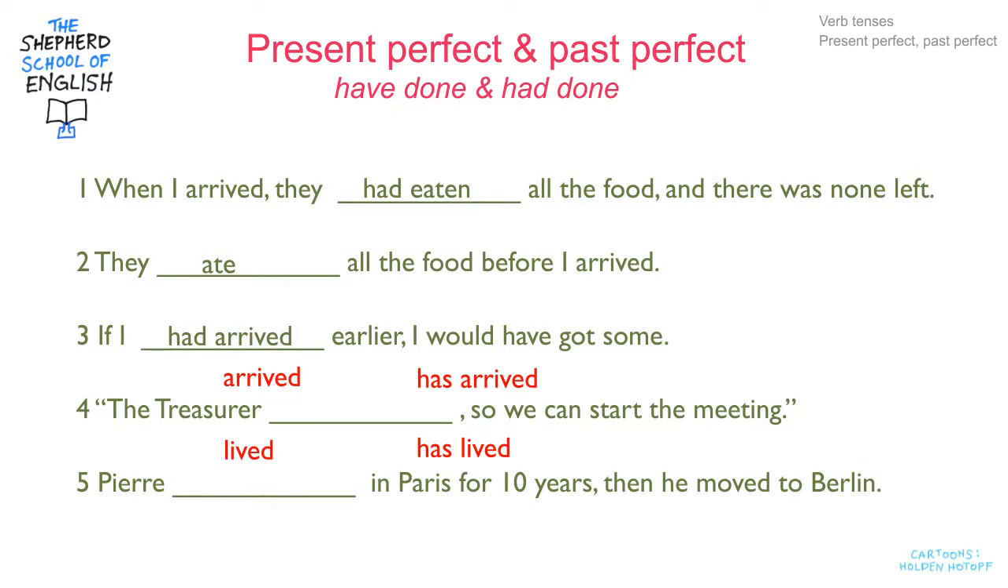Number 4. The treasurer has arrived, so we can start the meeting. This is a past time event, still alive in the present. And number 5. Pierre lived in Paris for 10 years, then he moved to Berlin. This is all in the past.